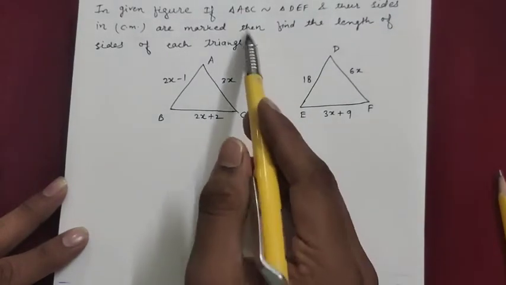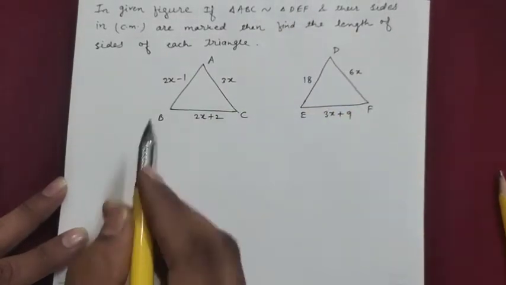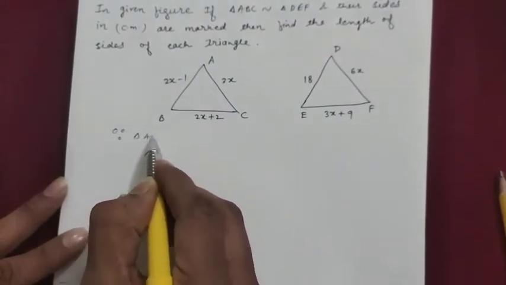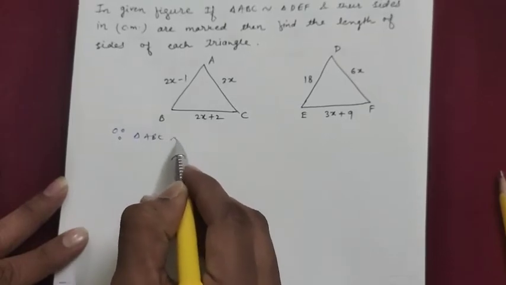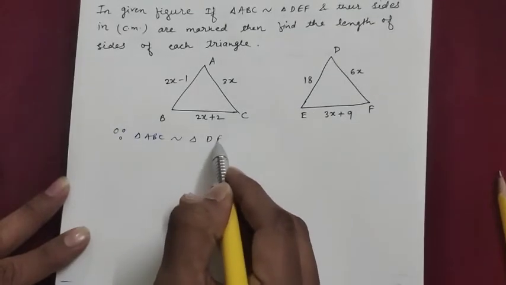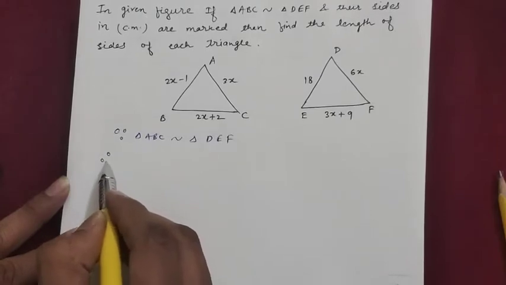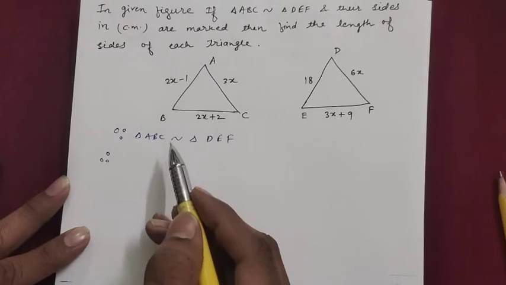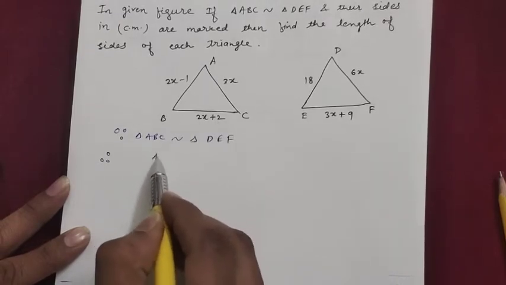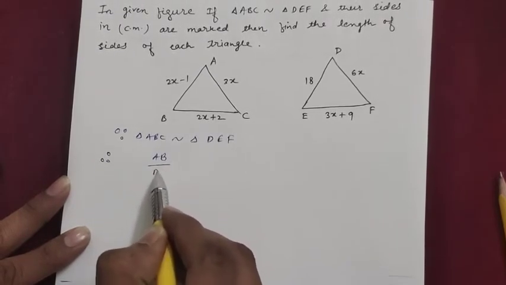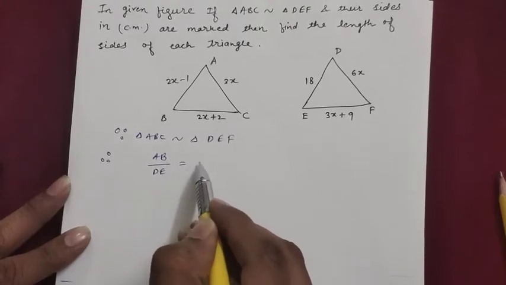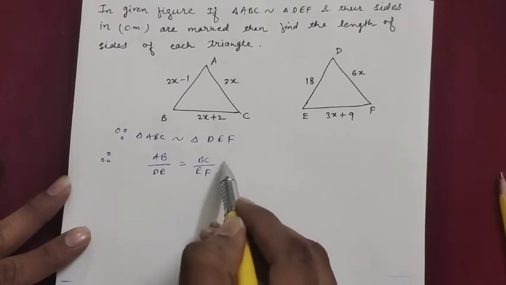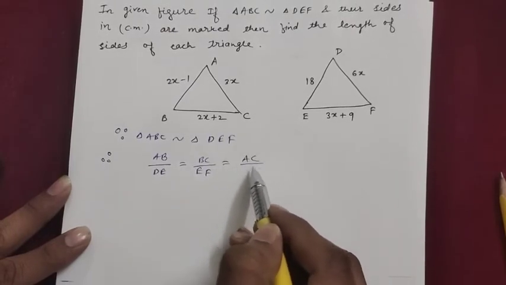Since we know that if two triangles are similar, since triangle ABC is similar to triangle DEF, then their corresponding sides are in the equal ratio. So we can write AB upon DE is equal to BC upon EF equals AC upon DF.